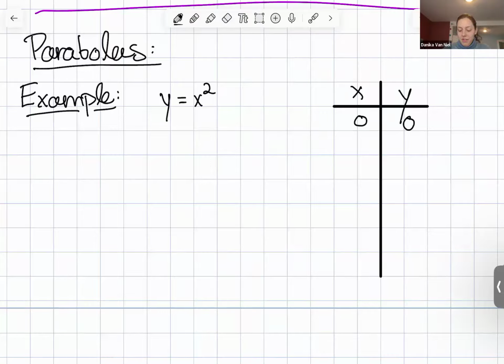Okay. 1 squared is 1. Right? Okay. -1 squared is 1. 2 squared is 4. -2 squared is also 4. So hopefully you sort of see a pattern, right?